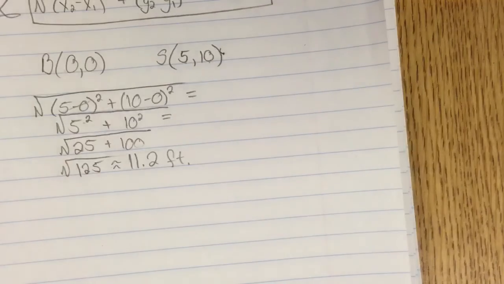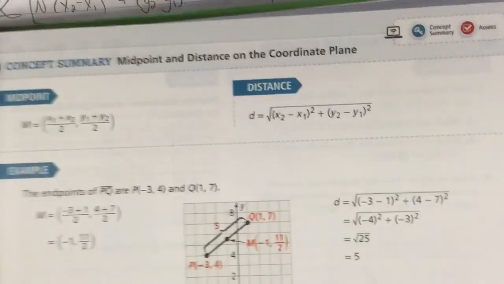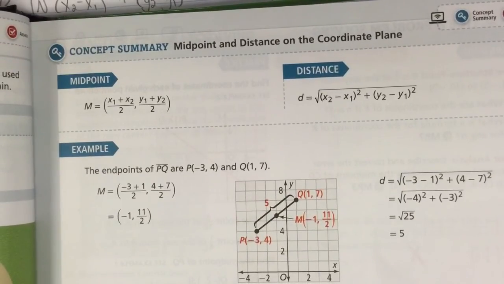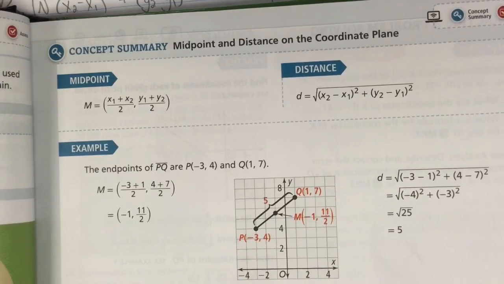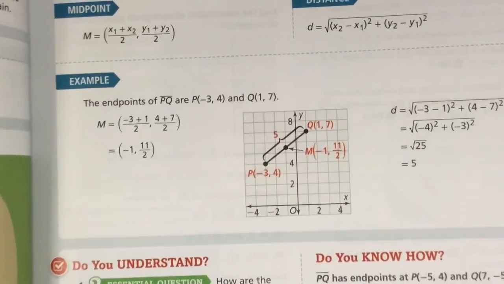And that's it. If you look under concept summary, they'll give you the formulas right then and there, your distances, and then it gives you a little bit more examples.